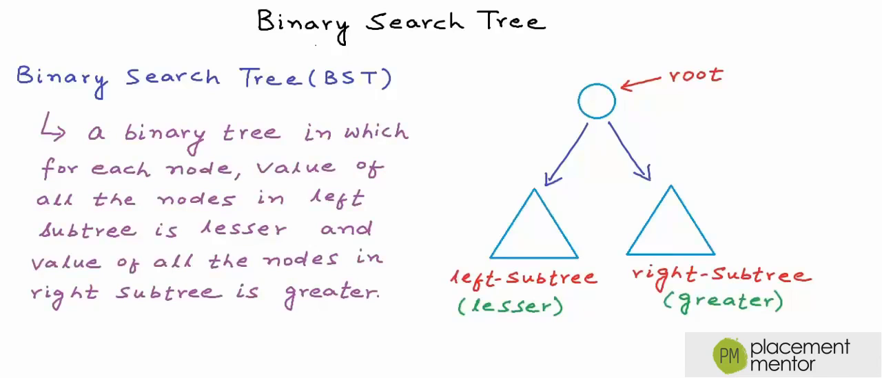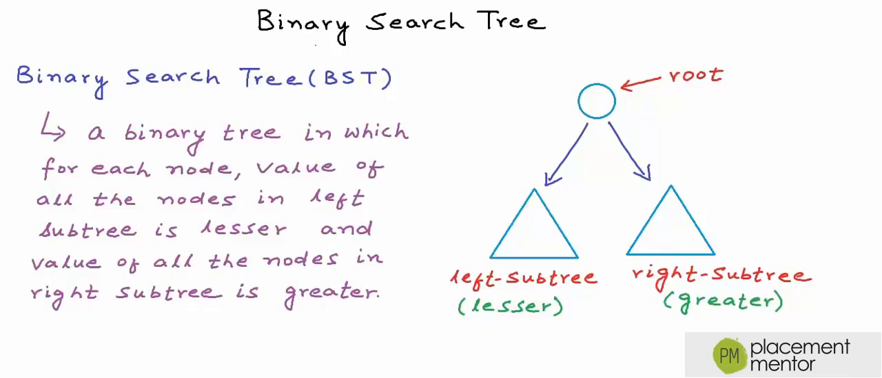As we know, in a binary tree, each node can have at most 2 children. We can call one of the children the left child. If we look at the tree as a recursive structure, the left child will be the root of the left subtree, and similarly the right child will be the root of the right subtree.